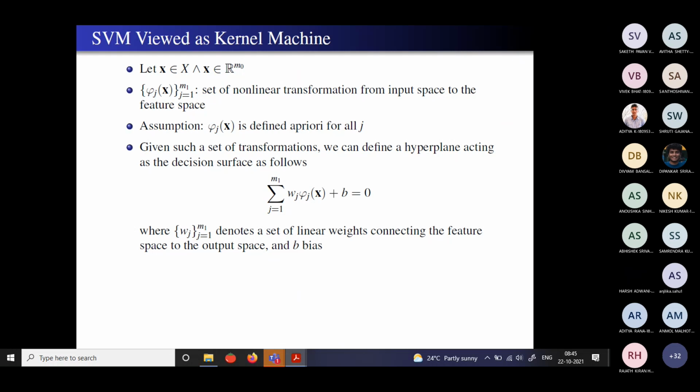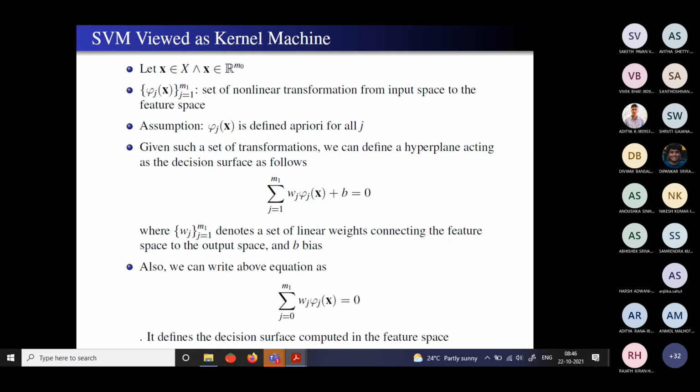That's what I told you, that SVM is basically a very generic machine which can be configured to work as a polynomial machine, or as a radial basis function network, or just like an MLP as well. So we'll see that. We can write the above equation if we subsume j equal to 0 to m1 instead of j equal to 1 to m1, just to simplify the equation, nothing more than that.